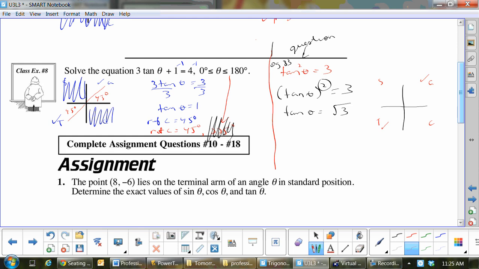Okay. What's the reference angle? Is it 60? Yep. So put a 60 there, and a 60 there. So what are my rotation angles? So the rotation angles are 60 degrees and 240 degrees. Okay?